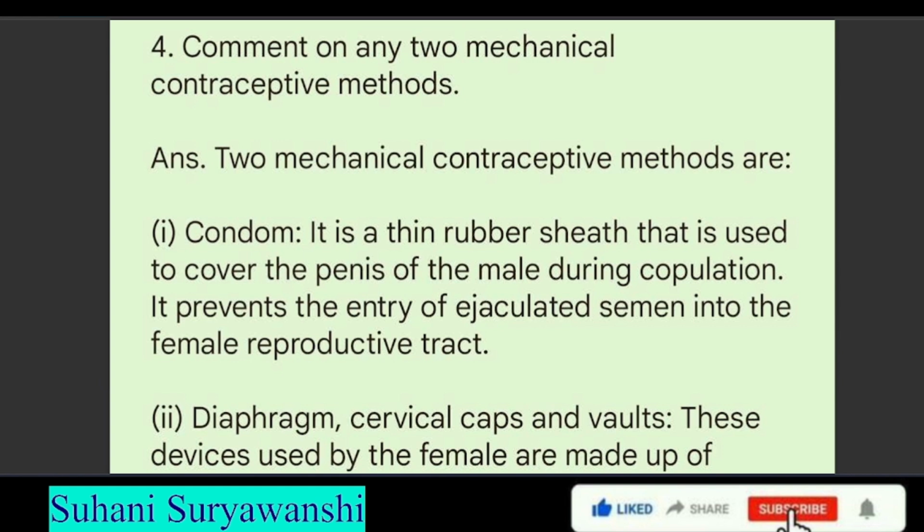Two mechanical contraceptive methods are as follows. First is condom. It is a thin rubber sheet that is used to cover the penis of the male during copulation.